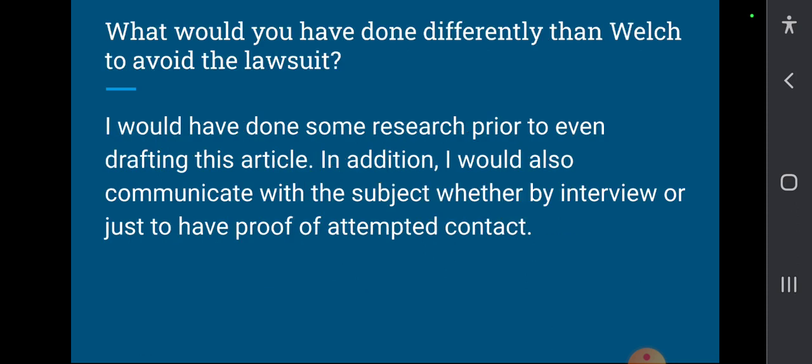What would you have done differently than Welch to avoid the lawsuit? I would not have written the article at all, but I would have done some research prior to even drafting this article. In addition, I would also communicate with the subject, whether by interview or just to have proof of attempted contact.